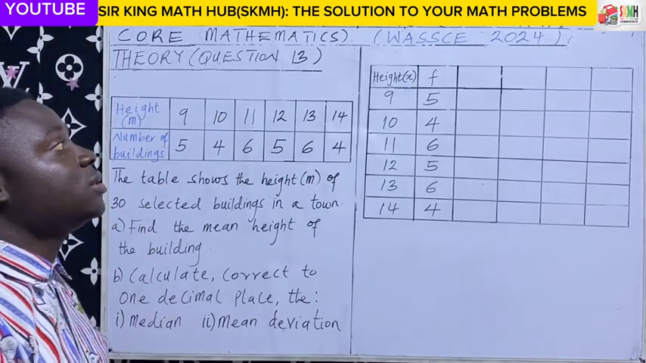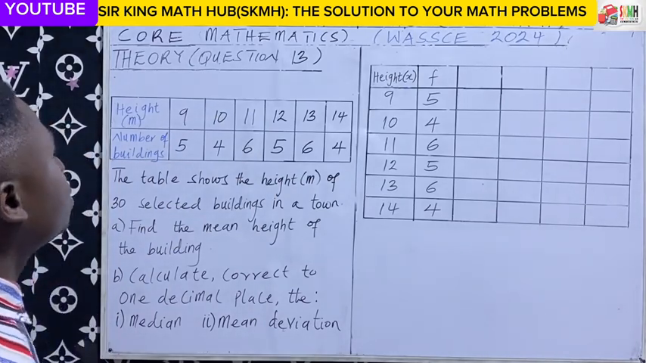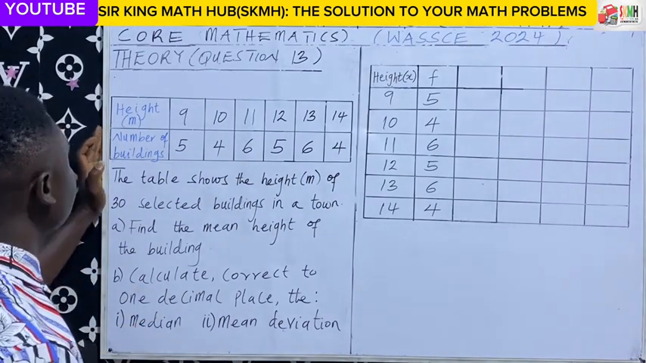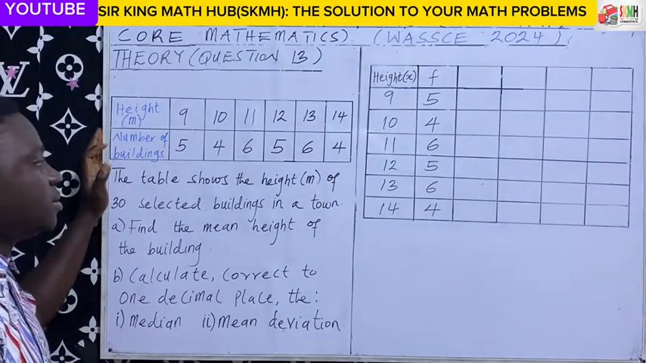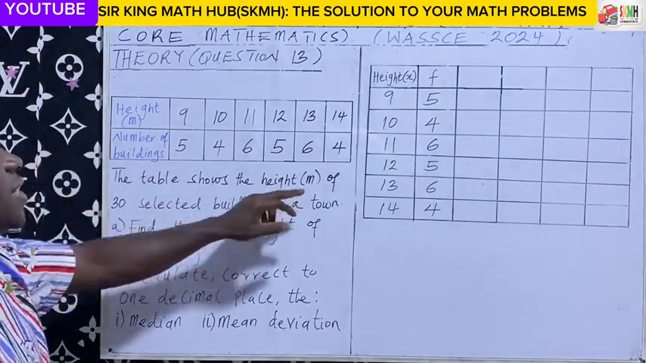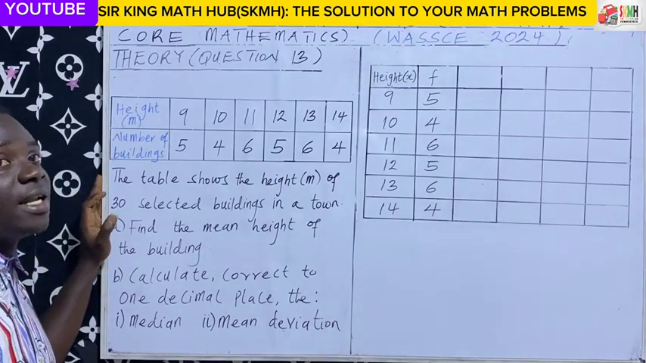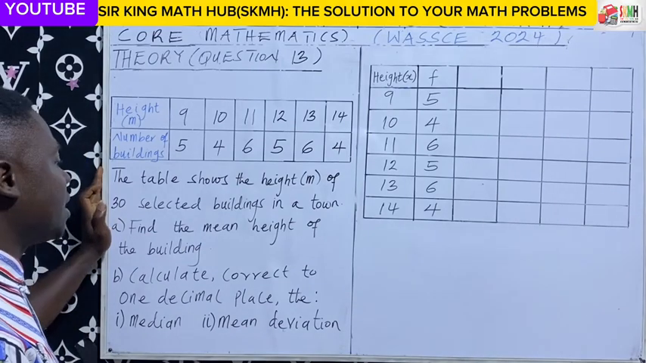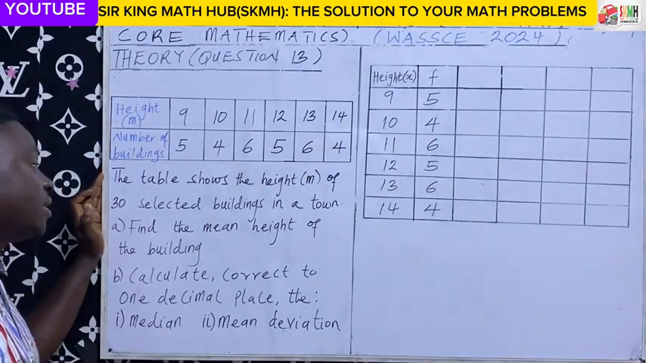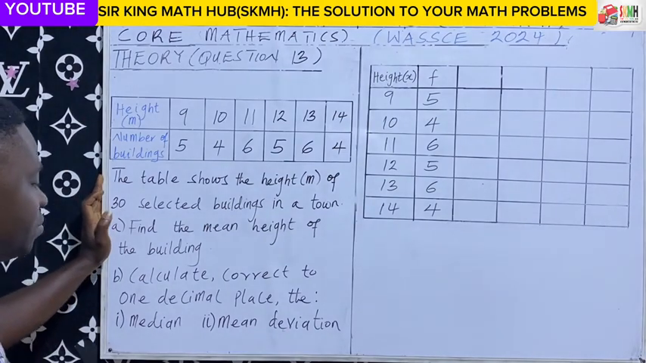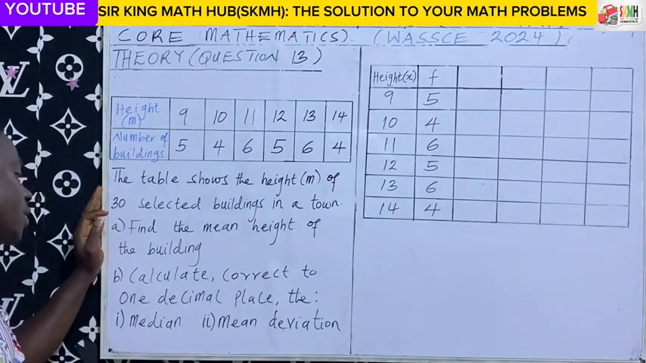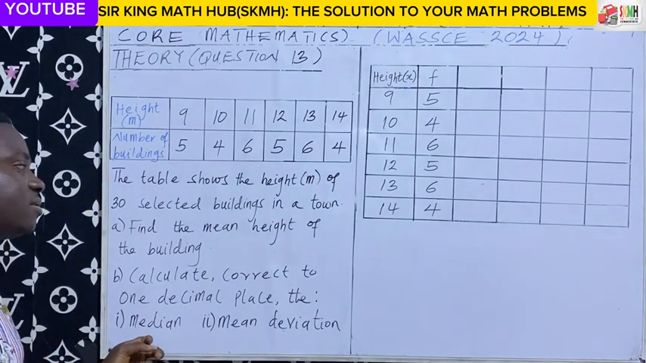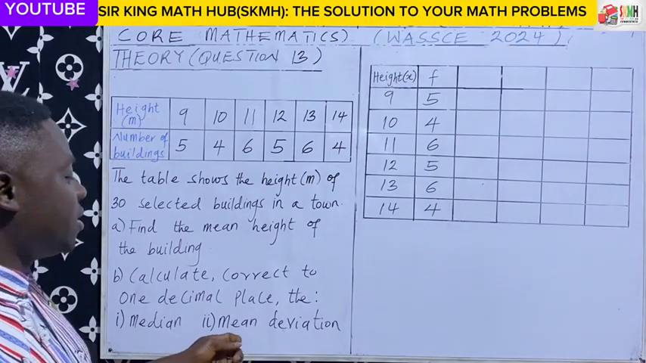This is WASSCE 2024, theory question number 13. We have a table that shows the height, measured in meters, of 30 selected buildings in a town. From the table, we have to find the mean height of the buildings. That is part A. For B, we have to calculate, correct to one decimal place, I, the median height, and II, the mean deviation.